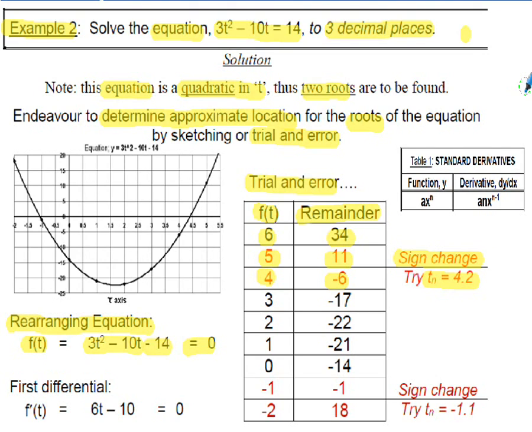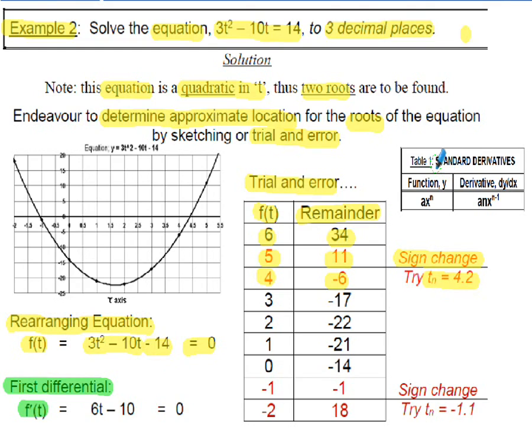So now I have my initial estimate of a root of this equation. We know it's around t is equal to 4.2. I can use the Newton-Raphson technique to home in on the root. But first of all, to use the Newton-Raphson technique, I have to find what's called the first differential, the function dash t. So differentiating the function of t equation, we get 3t squared minus 10t minus 14.